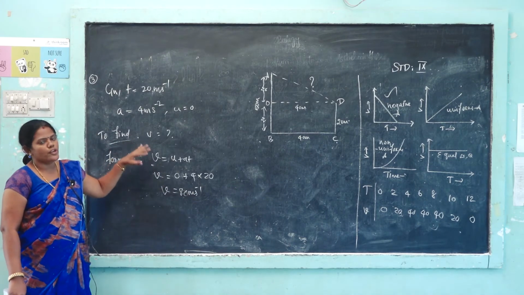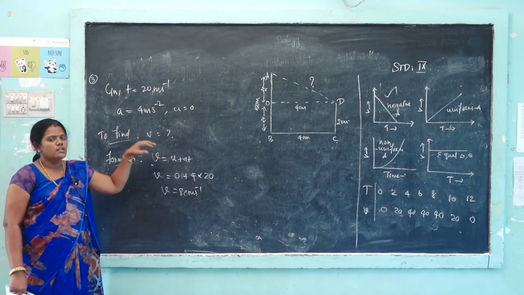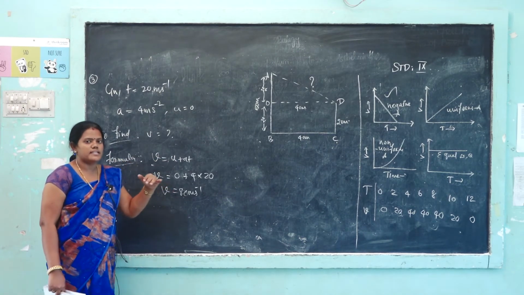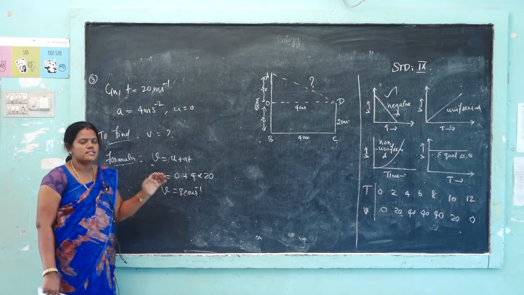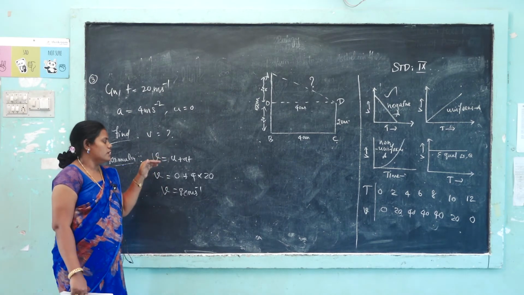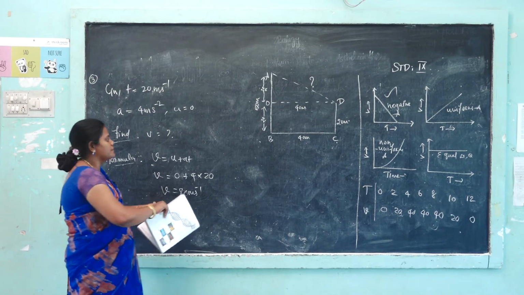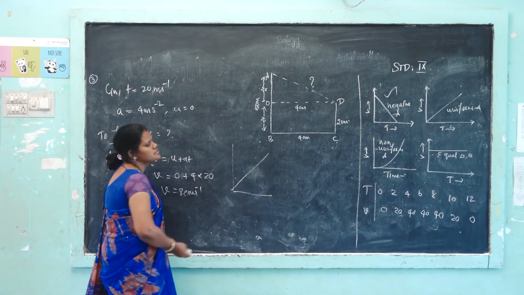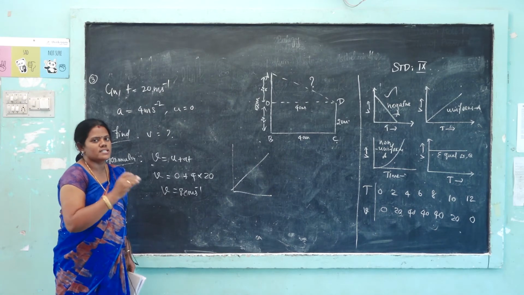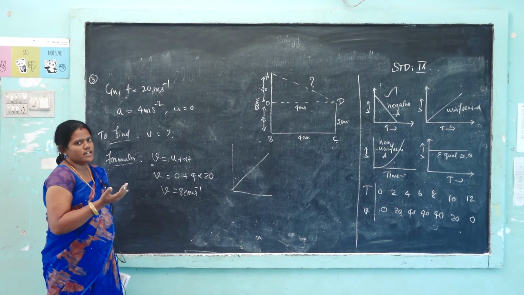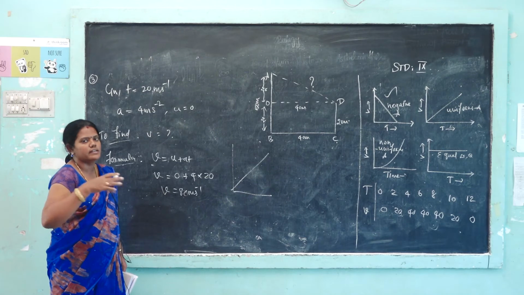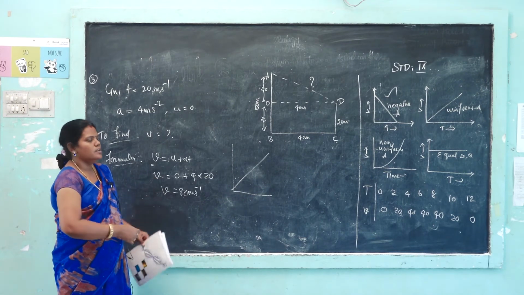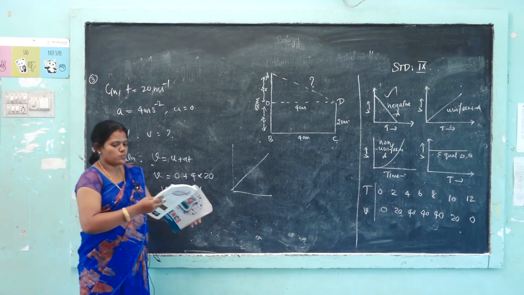This problem can also be explained in graph format. You just mention the time and velocity. Time will be taken as the x-axis and velocity as the y-axis. The graph will be a straight line. Straight line does not mean constant velocity; the velocity increases with time, but the acceleration is uniform. That is explained in this problem. Okay, then go for the next one.